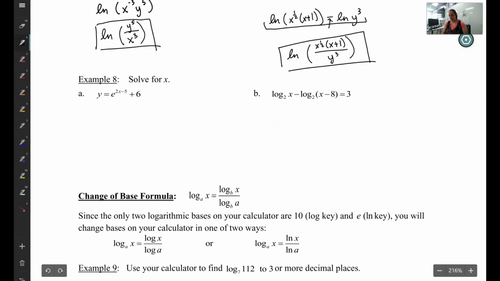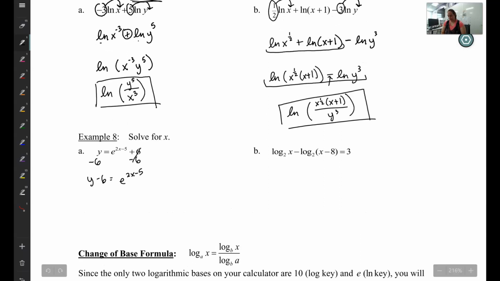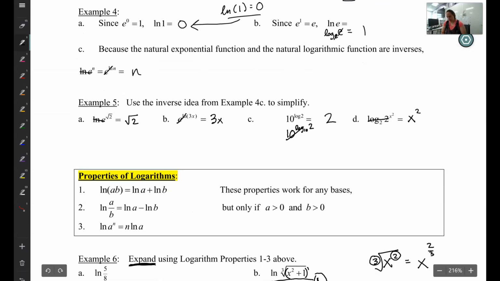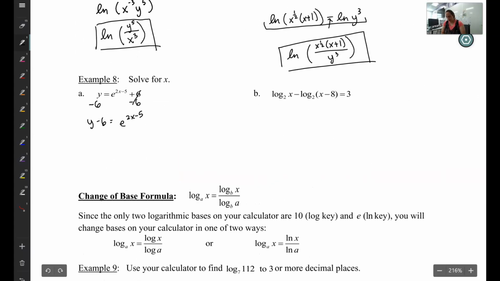We're good. Now let's use those things we had just learned to solve equations. I want to solve both of these for x. So for this one, start with y minus 6 equals e to the 2x minus 5. Now, I want to get rid of that e. Well, we just learned up here, if I take ln of something, the e cancels out, it goes away. So I'm going to take the ln of all that. So then the ln and the e cancel.